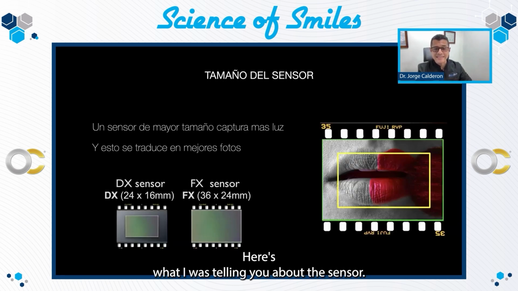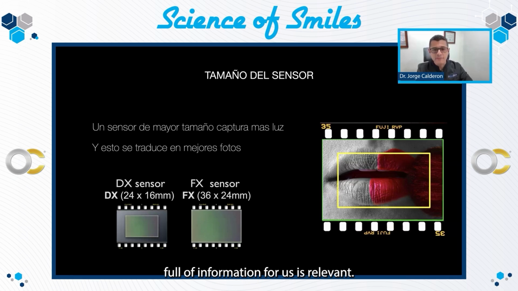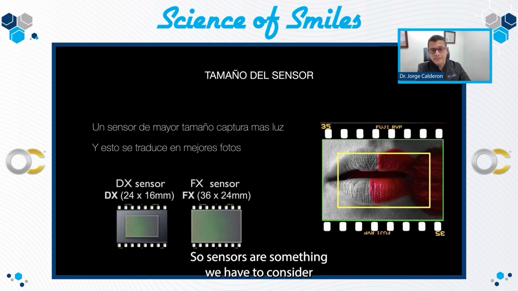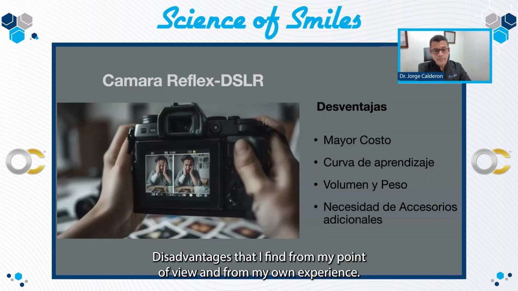Here's what I was telling you about the sensor. A larger sensor, as you can see here, 36 by 24 millimeters from a large camera, will allow us to capture more light, and this will be reflected in greater detail. An image much more full of information for us is relevant. So, sensors are something we have to consider when choosing our camera as well.